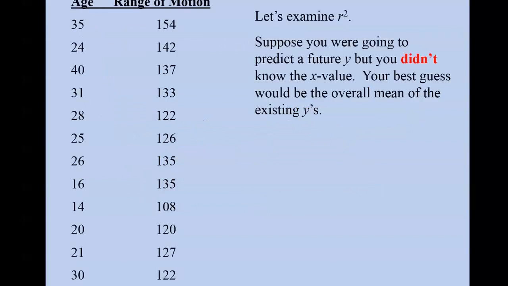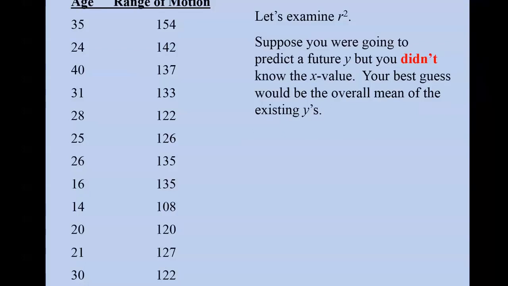And so let's look at our range of motion data and think through an example of what I mean by we're able to predict it this much better. Okay. So suppose we were asked to predict a future y, but no one bothered to tell us x. That sounds kind of weird. They said, all right, I want you to tell me what's going to happen, but I'm not going to tell you who could show up. I don't know what age they are. I just want you to tell me what I expect to see for the range of motion.